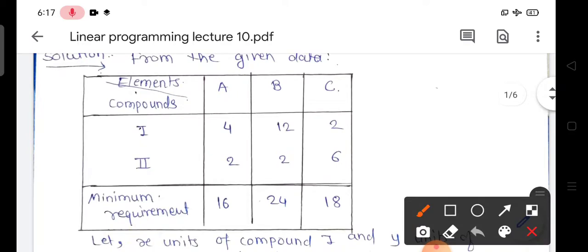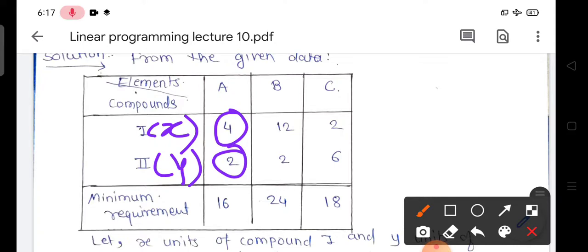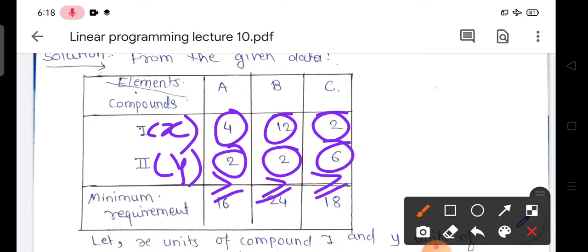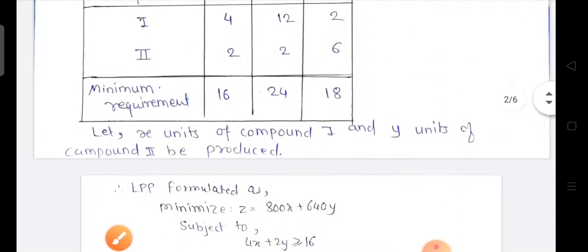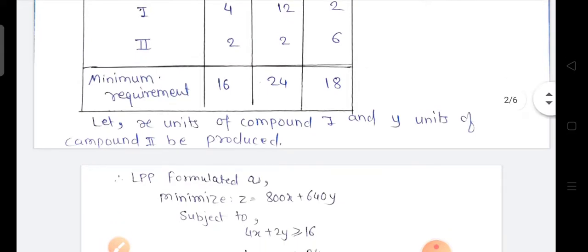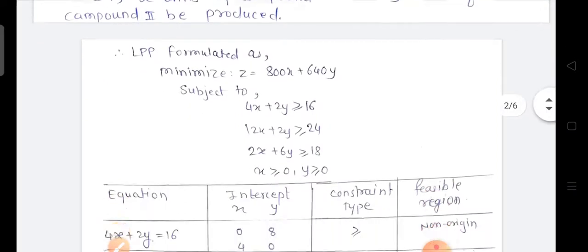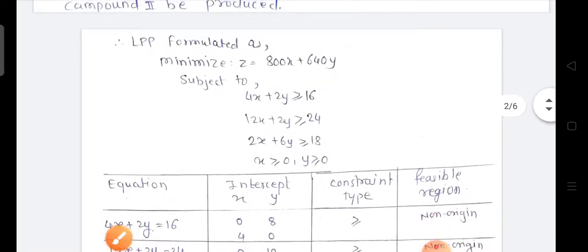What are the constraints? This one is x, this one is y. So 4x plus 2y greater than or equal to 16. 12x plus 2y greater than or equal to 24. 2x plus 6y greater than or equal to 18. Understood? Because it's a minimum requirement, the constraint type is greater than or equal to. Minimum requirement means greater than, and maximum availability means less than. Just remember, it will help you to formulate the LPP. So here we form the LPP.